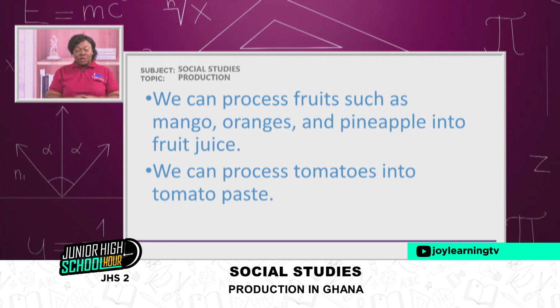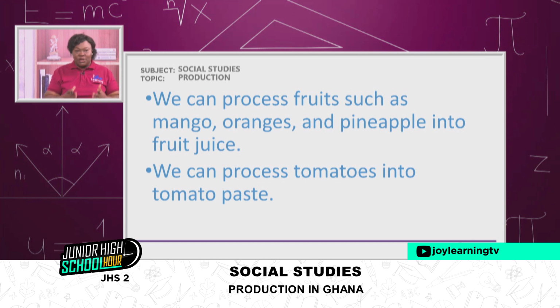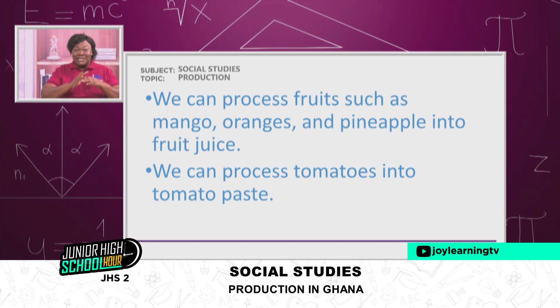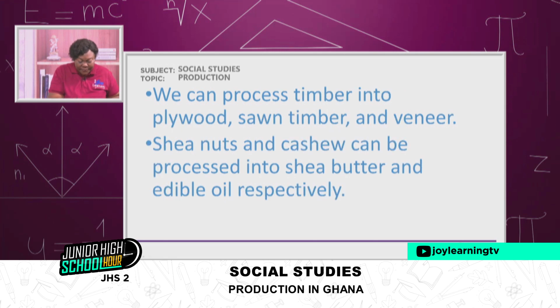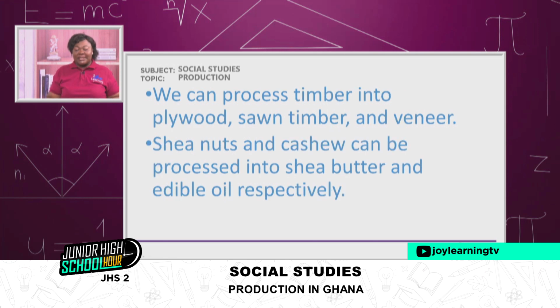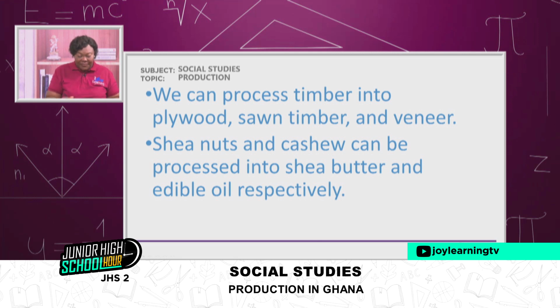Right. We can also process tomatoes into tomato paste. For that one, you know them, they are on the market. A lot of them with different names and different brands. You have added value to it. We can also process timber into plywood, saw timber, and veneer. Shea nuts and cashew can be processed into shea butter and edible oil respectively.